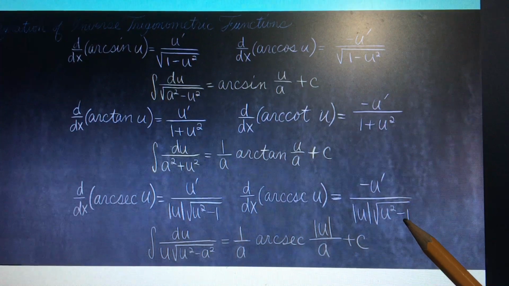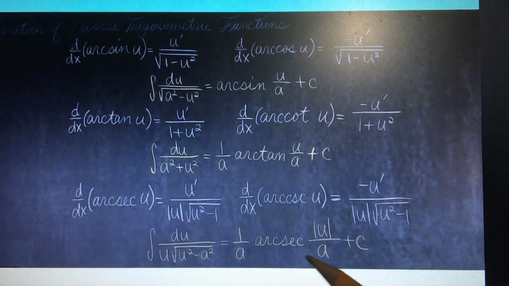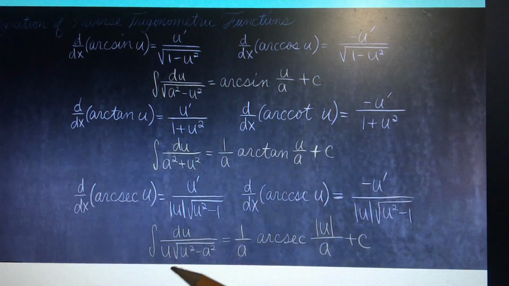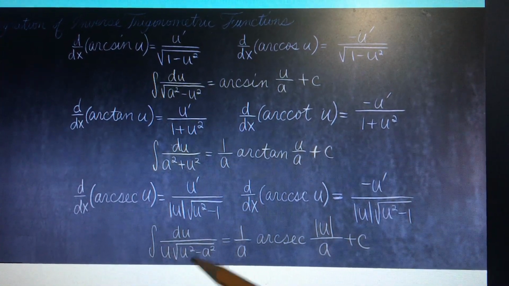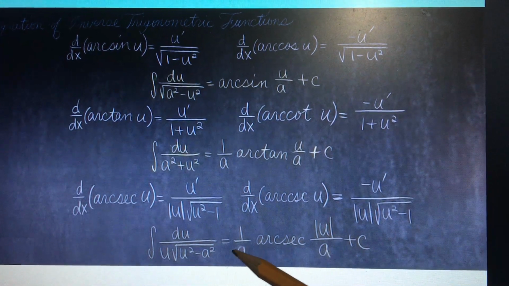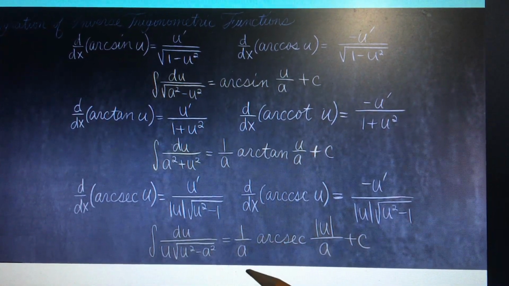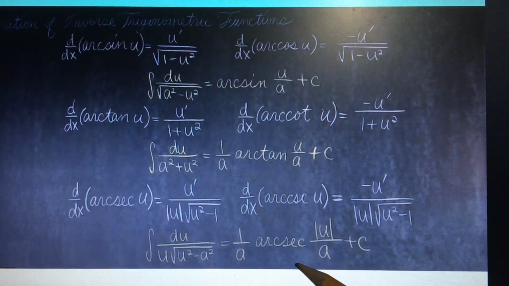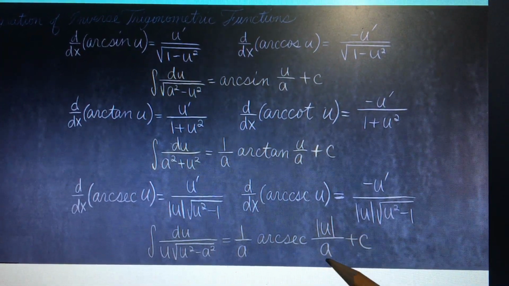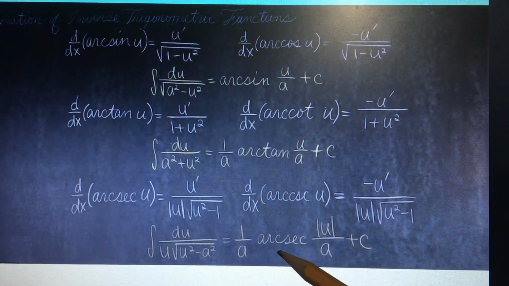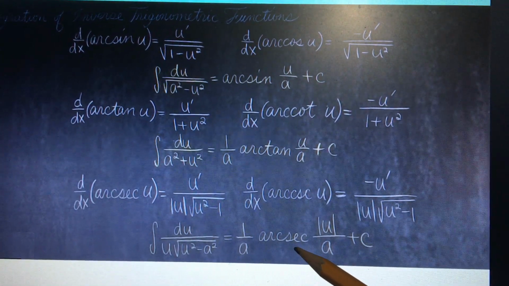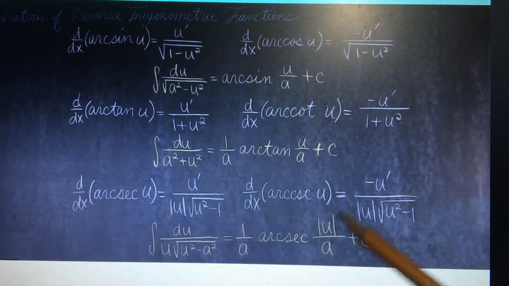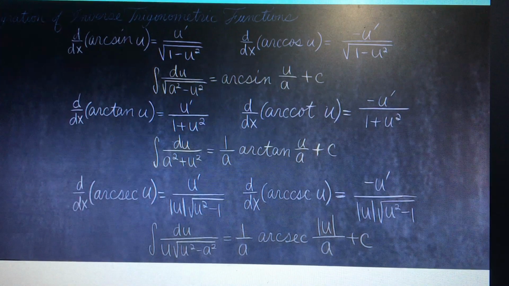Okay? And for the integral, we have the integral of du divided by u times the square root of u squared minus a squared. This is equal to 1 over a times arc cosecant absolute value of u divided by a, or 1 over a times inverse cosecant absolute value of u divided by a plus c.